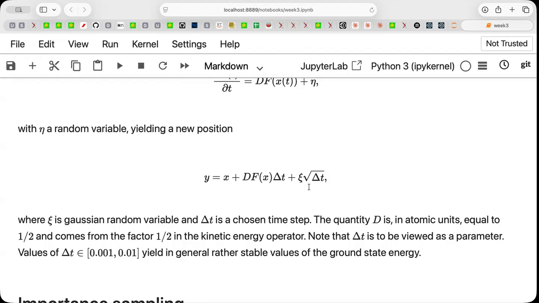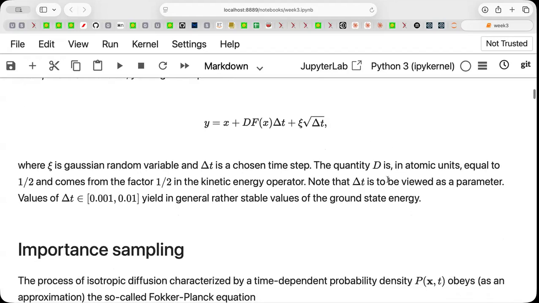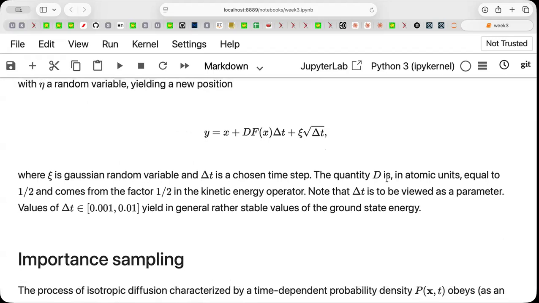The quantity d, if you do this in atomic units and you put h bar and the mass of the particles all equal to 1, this simply becomes equal to a half. So when we are dealing with quantum mechanical sampling here, with dimensionless quantities, this d is actually equal to a half. And delta t can be viewed as a parameter.